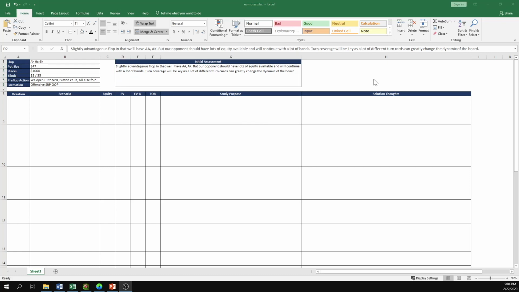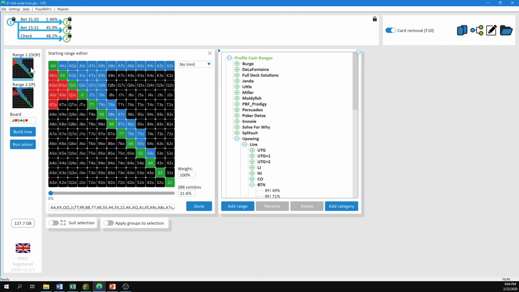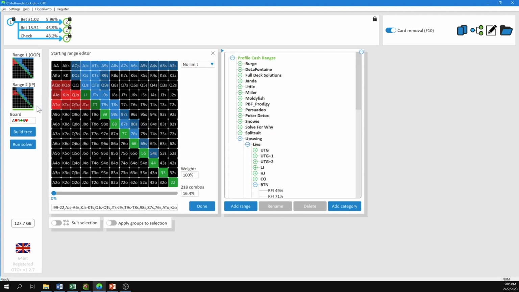So I'm going to start off by setting a baseline. What I do first is open up GTO Plus and build out a tree. I have GTO Plus open right now, with a set of ranges. This is the range that we choose to open the hijack with. It's a fairly standard 22% range. And we're called by the button with a 16% range.